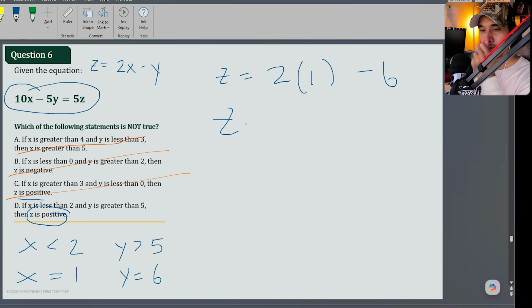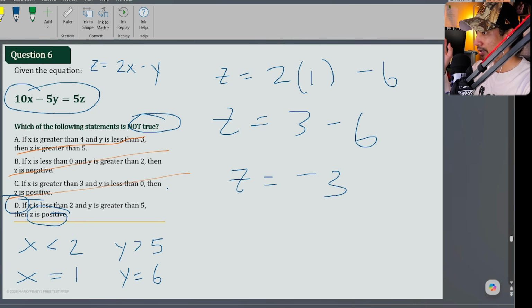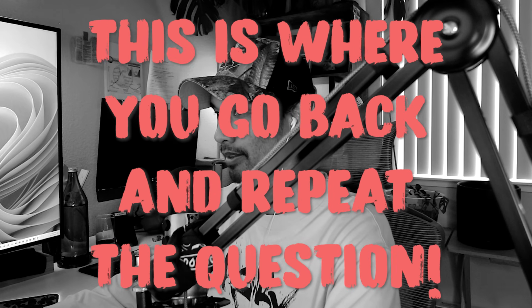Z is equal to 3 minus 6. Z is equal to -3. Is that positive? No. And we are looking for the not true statement. So therefore, D is the correct answer. Make sure that you understand this concept and that you are paying attention to what the question is asking. That's very important. That's why I made this answer choice D, so we could test A through D. We could test all of them. This will most likely be on the test.